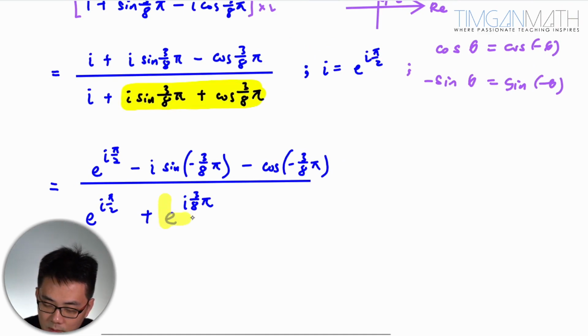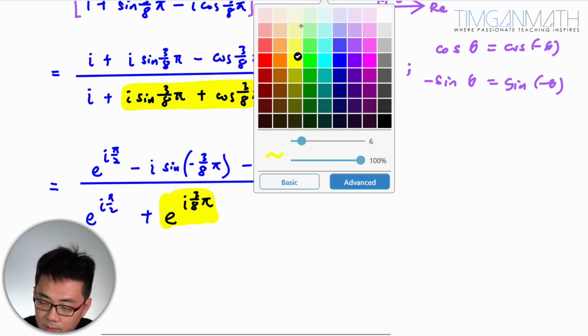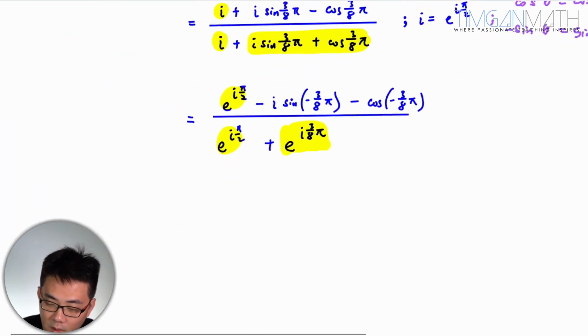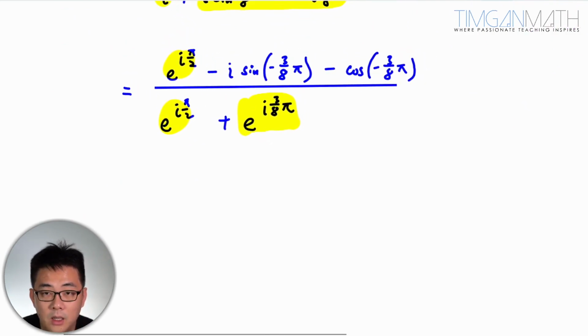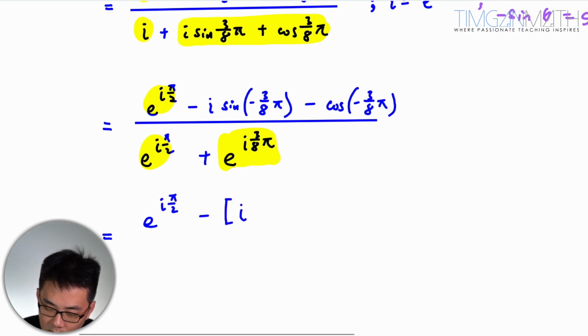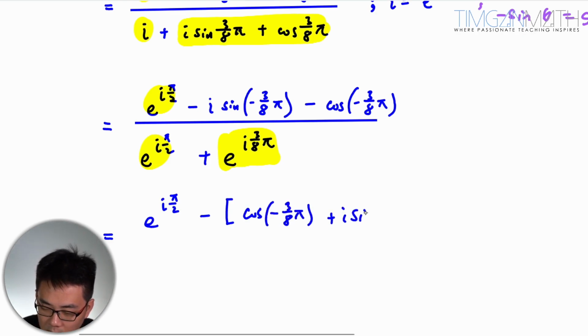So this over here is this, and this over here, i, is this. Once done, what we can do here is extract the negative out. This is e^(iπ/2), negative i, maybe I'll just put this as cosine plus i sine.